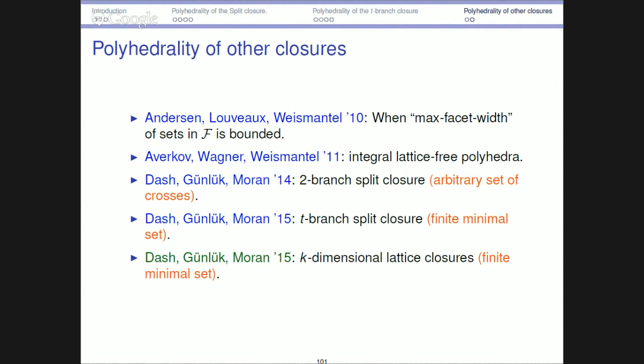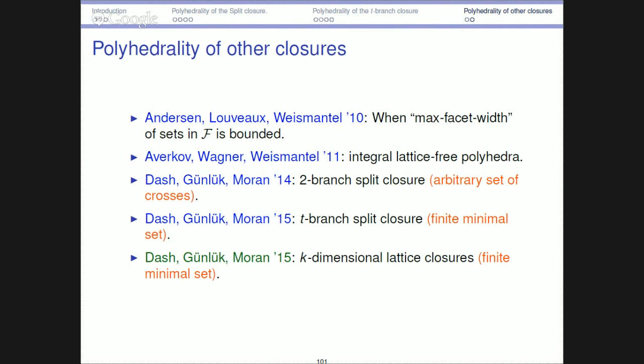We proved the two branches split closure crosses just for an arbitrary set of splits. The first time, the first internship, we only proved this result, arbitrary set of crosses. It took a while to write the paper. And later, just now, we proved the more general result, that you have a finite minimal set of dominating elements.